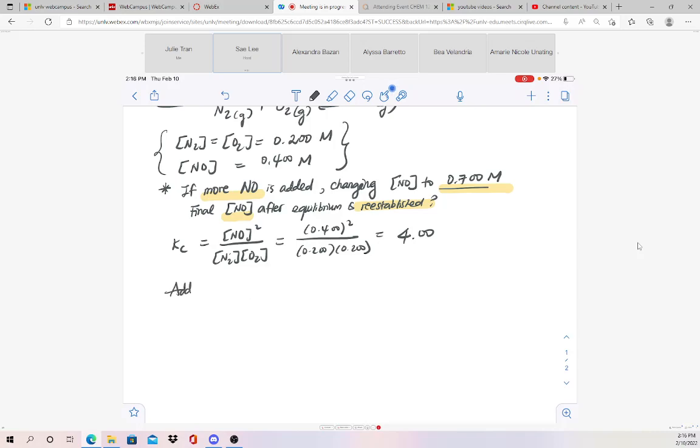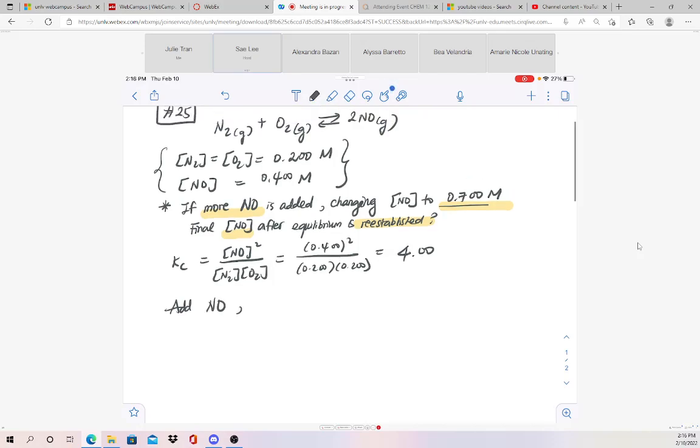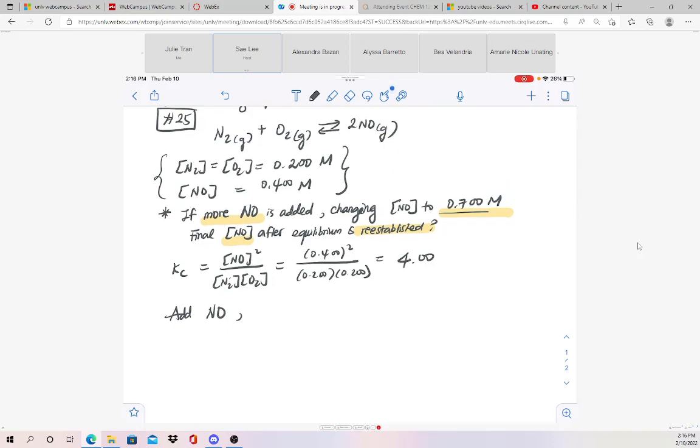If you add nitrogen oxide, what would happen to the equilibrium? Will the equilibrium shift to the left or shift to the right? If you add nitrogen oxide, the reaction will want to shift to the left because you want to utilize more of the product that's being made, or you utilize more of the nitrogen oxide that's been added. Okay, so the reaction is going to shift to the left.